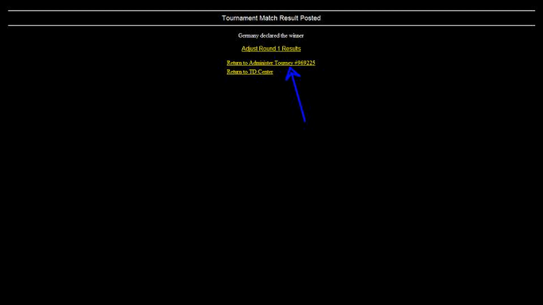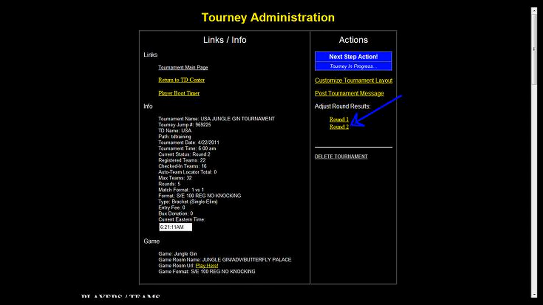Once all teams have been reported, you need to click on return to administer tourney. Hashtag your tournament number will be here. Please remember this. All losers are out of the tournament. Now, you're back in tourney administration. You will need to click on round 2.